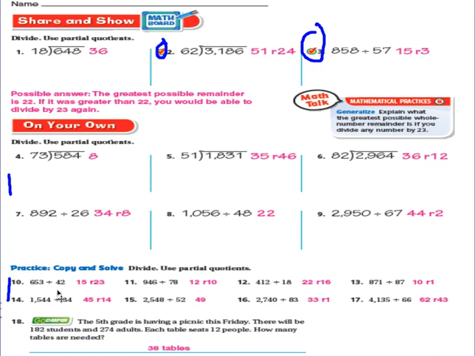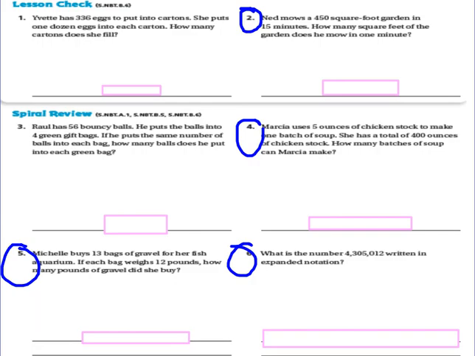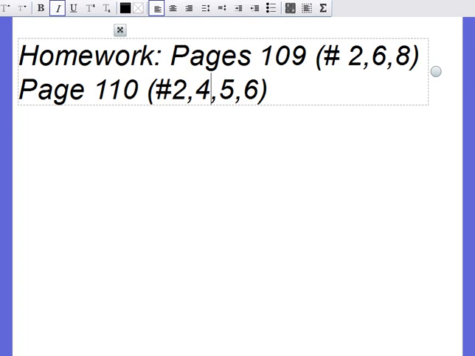When you get those done, and if you and your partner agree with the answer, you may work on your homework, which is on this page. I want you to do 2, 6, and 8. On this page, I'd like you to do 2, 4, 5, and 6. So if you want to see it written this way as your homework page, those are the ones you have to do. I hope partial quotients is more helpful to you. Let's see how it works for you.